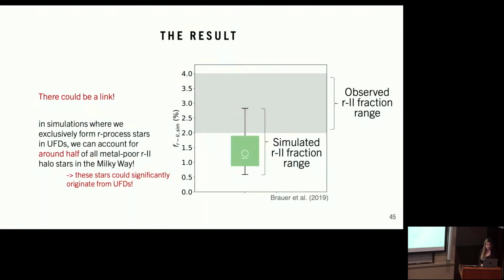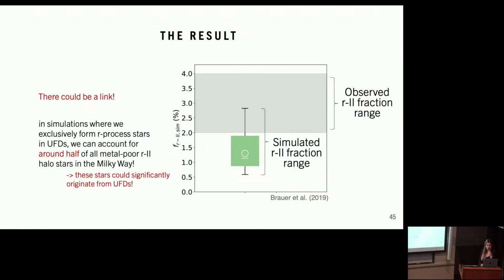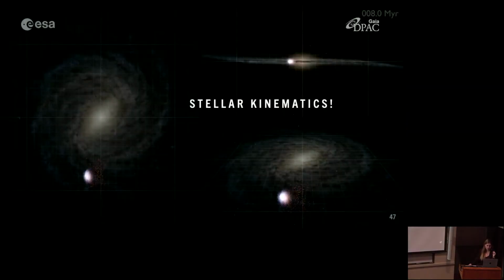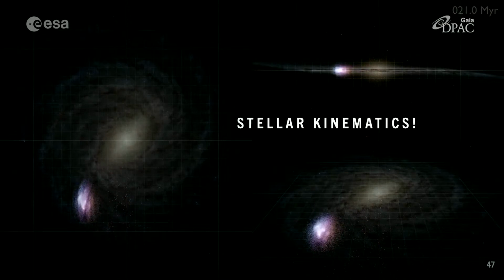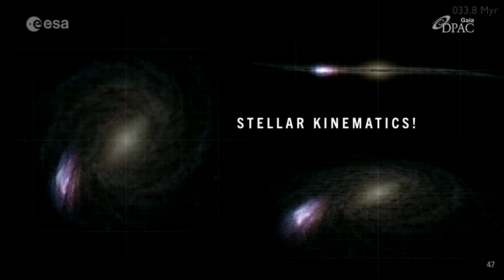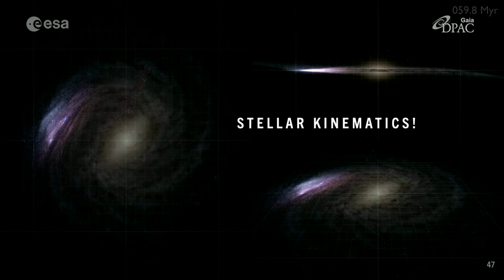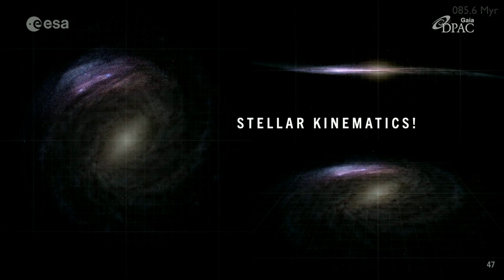All right, so this is a lot of talk about chemical abundances, specifically the R process chemical abundances, but we can also measure other things about stars. So what else can we measure? For example, we can measure stellar kinematics. So these are kinematics from Gaia of, I believe, 40,000 stars going around the Milky Way.